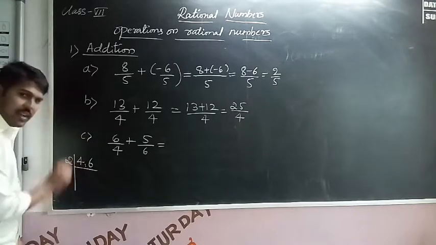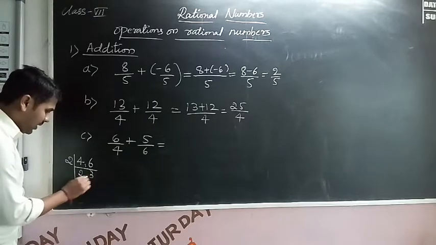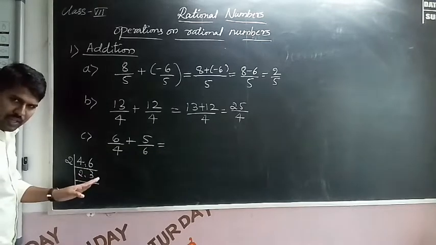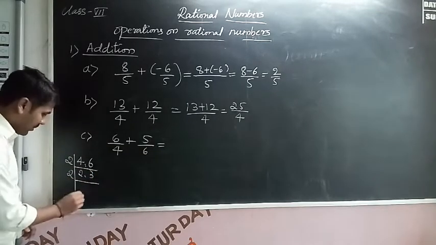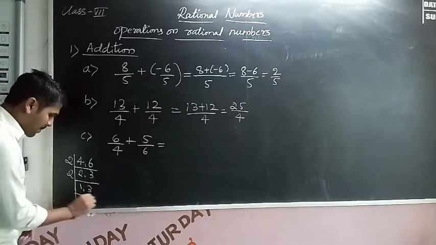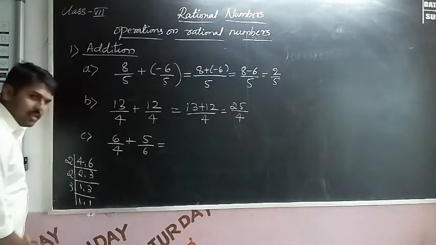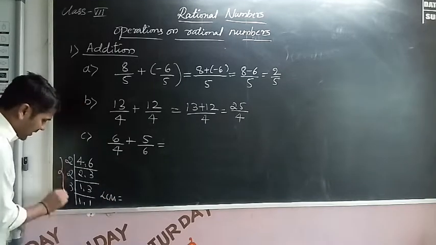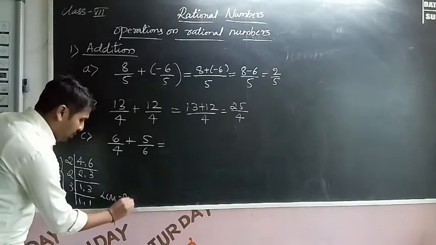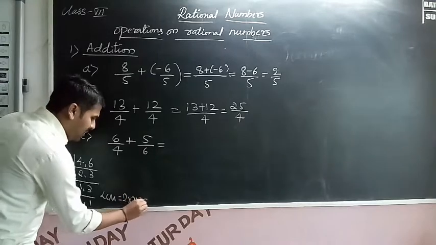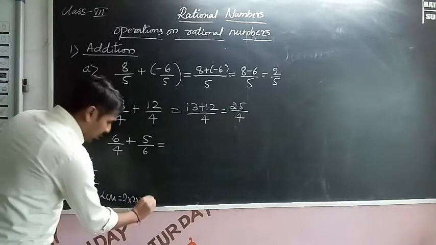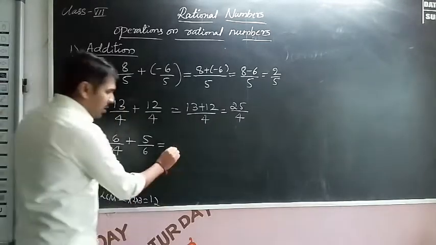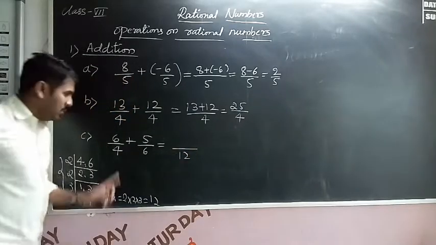So 2 is a common factor. 2 2s are 4, 2 3s are 6. Is there any common factor now? No. So take the remaining numbers. 3 1s are 3. So what is the LCM? LCM is the multiplication of these factors: 2 into 2 into 3. 2 2s are 4, 4 3s are 12. So here 12. But here 4 is there.